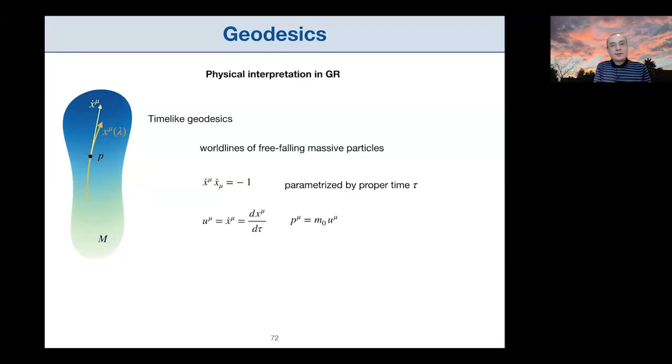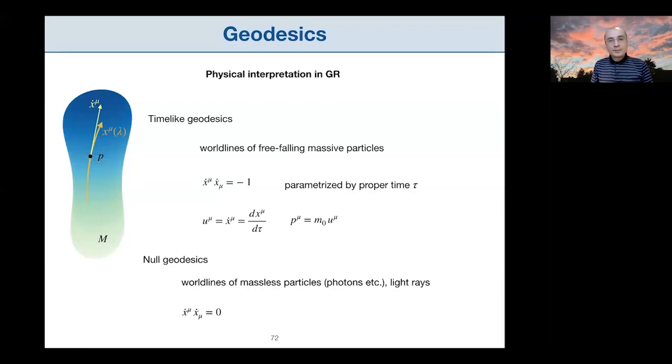The physical interpretation of geodesics in GR is relatively simple. The time-like geodesics correspond simply to the world lines of free-falling massive particles. Recall that in a local inertial frame, the equation for geodesics is that the second derivative of the position with respect to lambda is equal to zero, so they behave like straight lines. And that's what we want from free-falling particles. We talked about this when we discussed the equivalence principle.